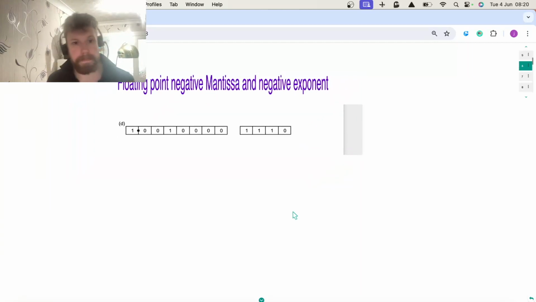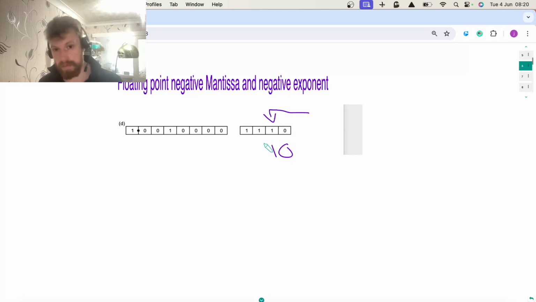Okay. Final one is negative negative. So negative negative is where you've got a negative mantissa and a negative exponent. So what this one is where you have to 2's complement both of them. So what we're going to do is we're going to go to here, 0 1, everything at it and before it stays the same. Everything after it is flipped.